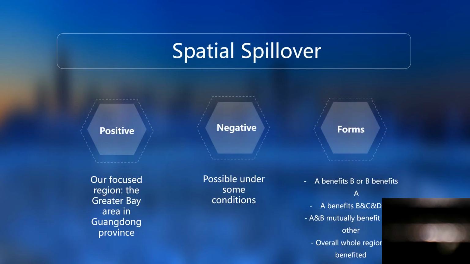There is also spillover between regions and areas, and it can take different forms. For example, City A benefits City B; City A benefits Cities B, C, D; or City A and B mutually benefit each other, and finally, both cities in the region benefit.